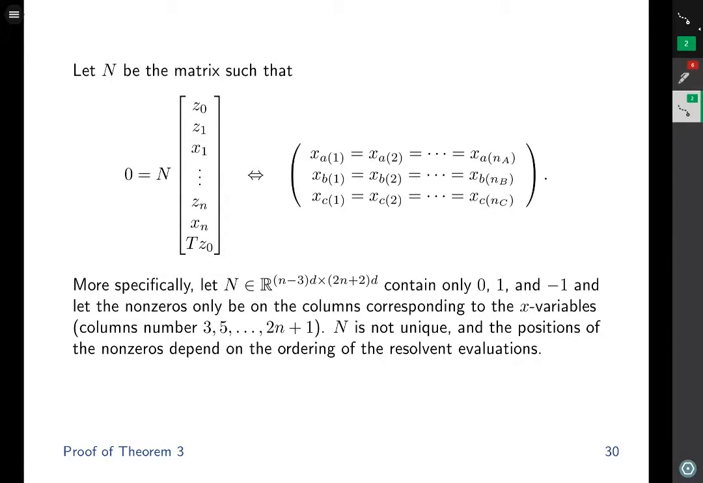Let n be the matrix such that this system of linear equalities is equivalent to these linear equalities. More specifically, let n have these many rows and these many columns. If we do the counting, these equalities add up to n-3 in total, and that number is reflected as the number of rows in matrix n. If we do the counting, there are 2n plus 2 components in the variable vector, and that number is reflected as the number of columns in the matrix n. Furthermore, let n contain only 0, 1, and -1. Let the non-zeros only be on the columns corresponding to the x variables. So those are the columns number 3, 5, 7, 9, and up to 2n plus 1. The matrix n is not unique, and the positions of the non-zeros depend on the ordering of the resolvent evaluations.